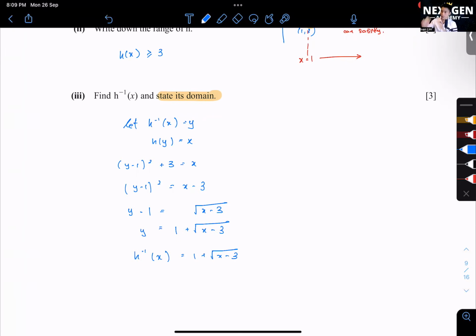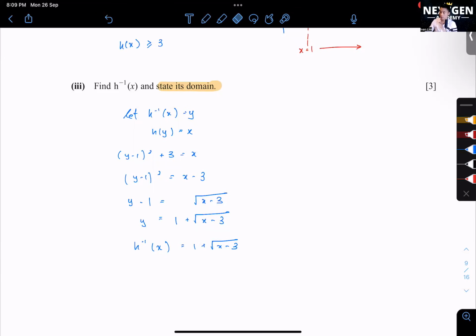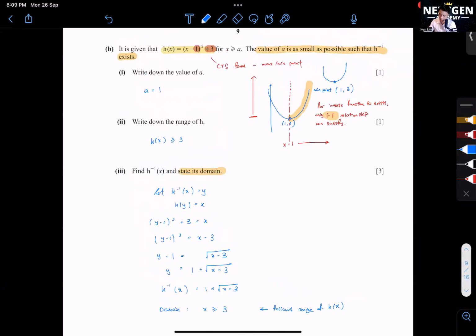So your domain here will follow what? The domain will follow the range of your original H(x). So all you need to do is state that x is more than or equals to 3, because this follows the range of H(x). Okay, why do I have no plus minus for this square root? Daniel asks, why no plus minus in front of this square root? How come when I square root, there is no plus minus?